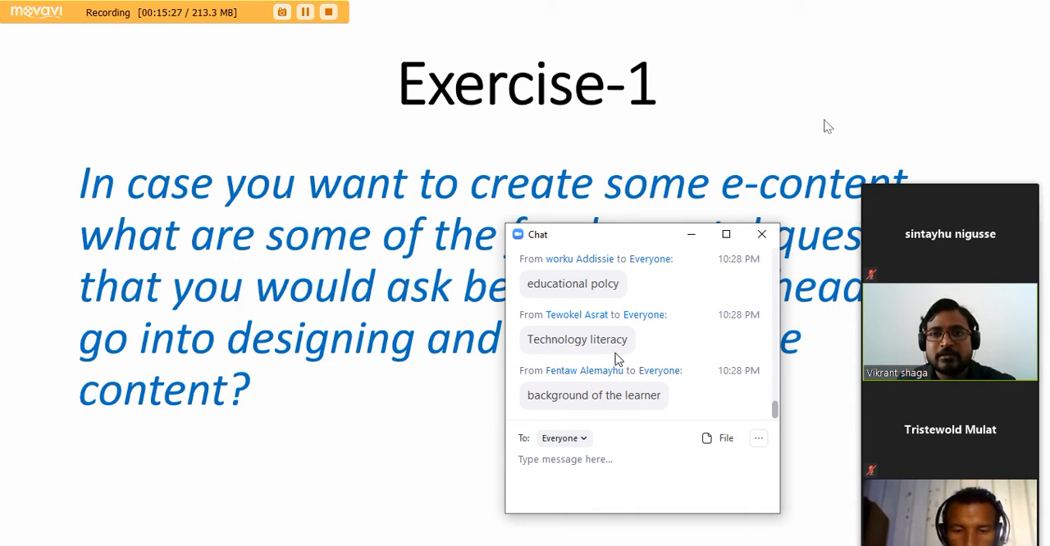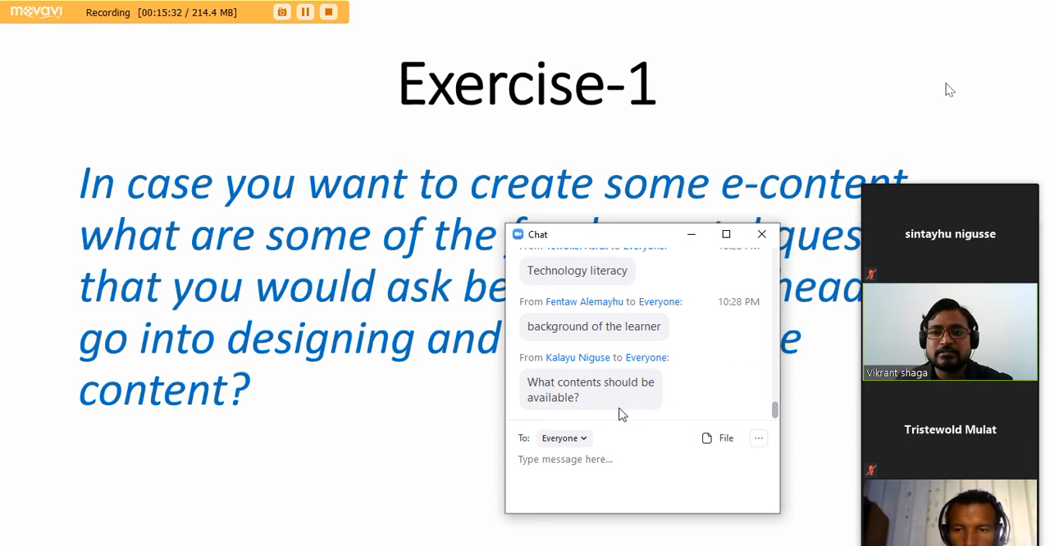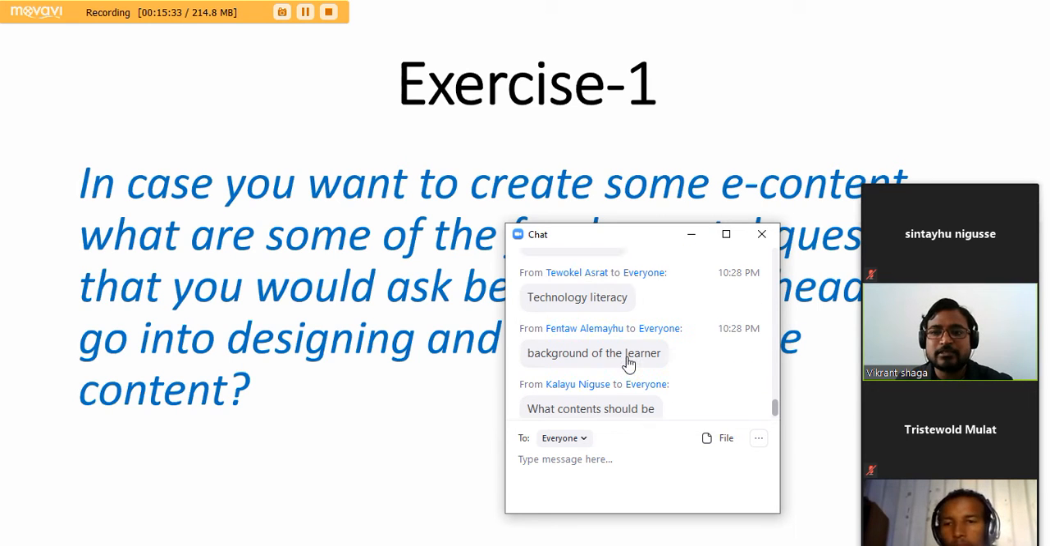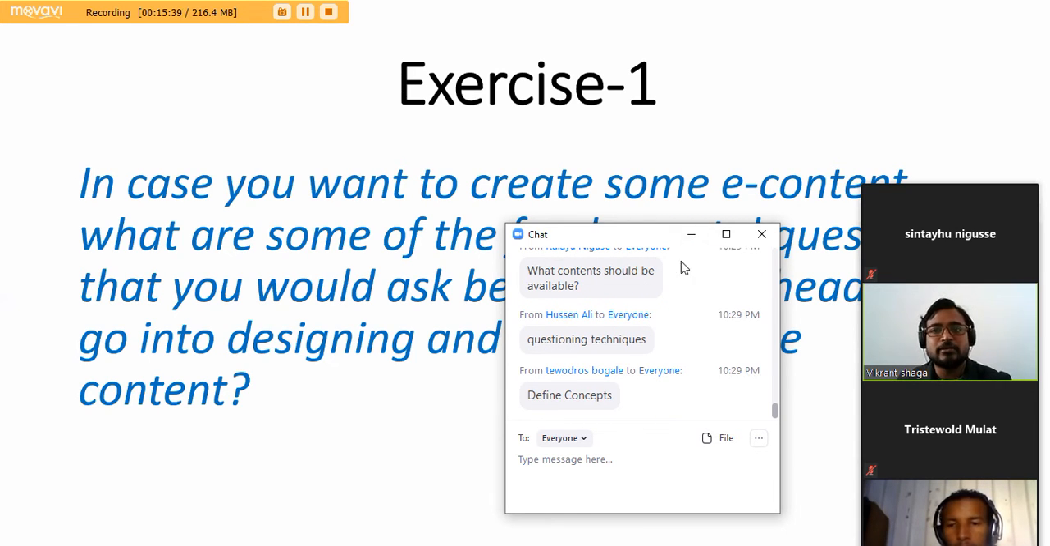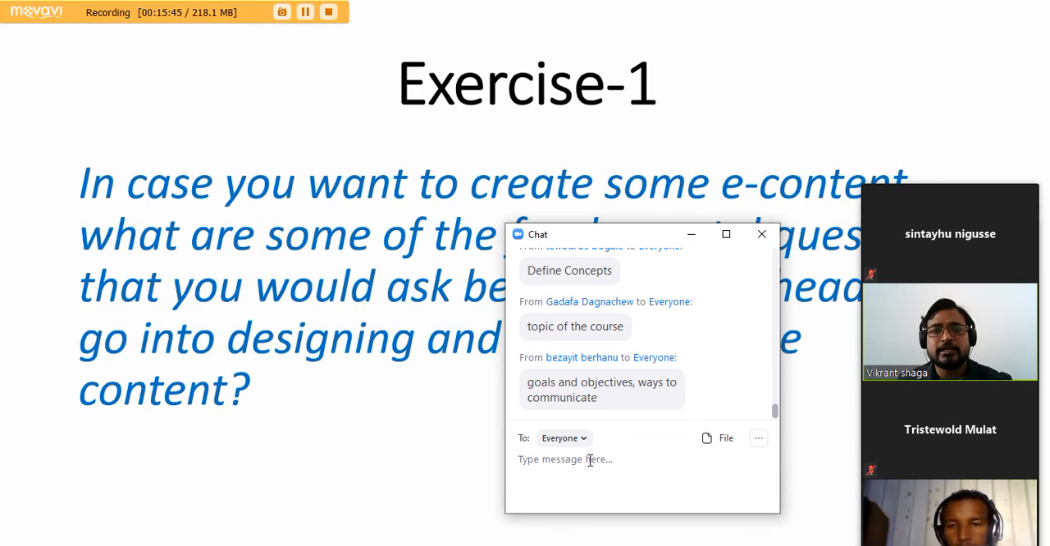Correct. Right, so good. I think most of you have given good answers. So let's see what the expected answers are. The exercise is, in case you want to create some e-content, what are some of the fundamental questions that you would ask before you go ahead into designing and developing the content?